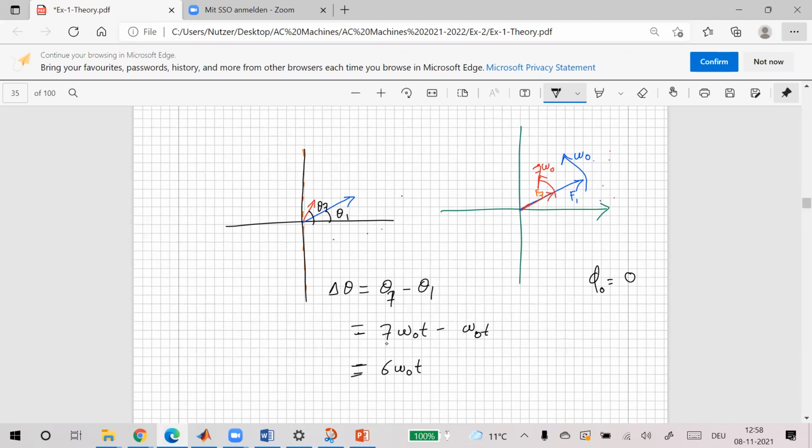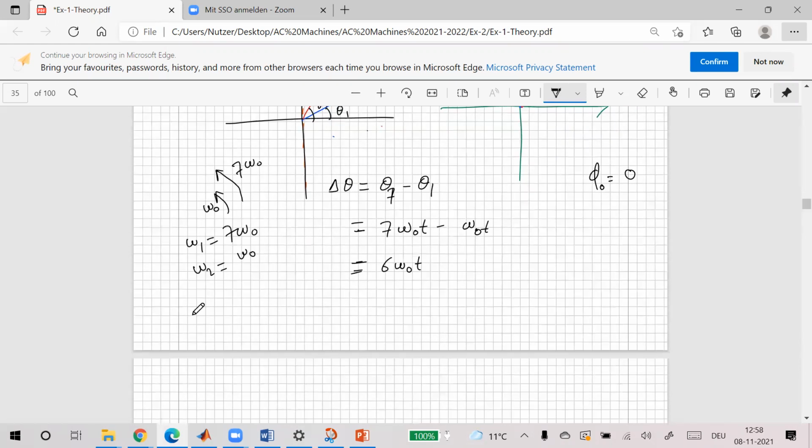You can also imagine it like this. One is rotating with 7 times omega naught and another is rotating with omega naught. So omega 7 is 7 omega naught, and omega 1 is omega naught. And for sure, omega 7 minus omega 1 is your 6 times omega naught. So this is your delta omega.